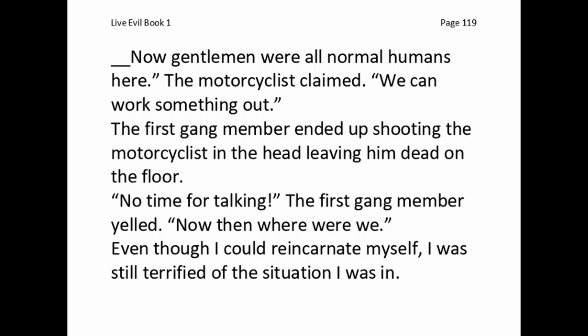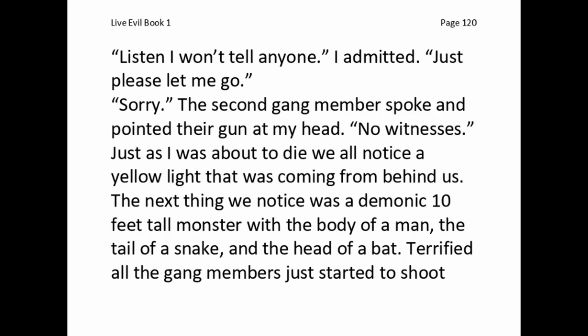Even though I could reincarnate myself, I was still terrified of the situation I was in. "Listen, I won't tell anyone," I admitted. "Just please let me go." "Sorry," the second gang member spoke and pointed their gun at my head. "No witnesses." Just as I was about to die, we all noticed a yellow light that was coming from behind us.